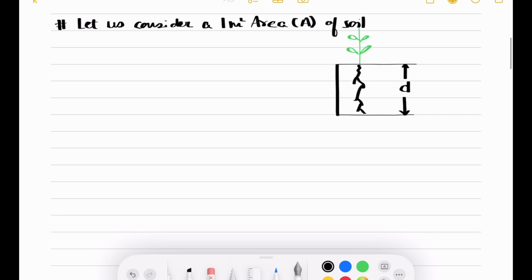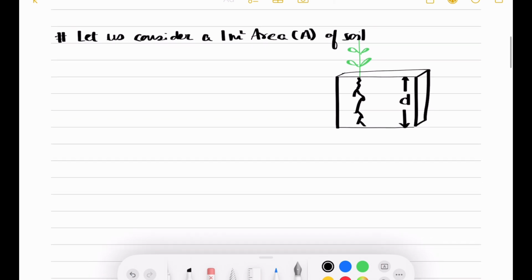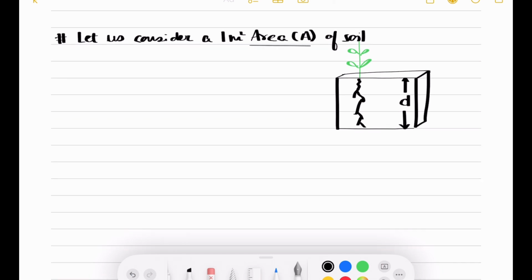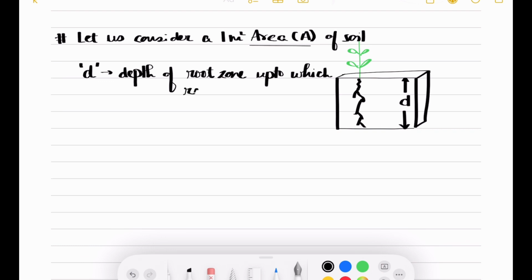That is, for the sake of discussion, we are taking a certain area of soil section, area A. And in this area, D is the depth of root zone up to which the roots of a plant extend. The roots of the plant extend to a depth D.